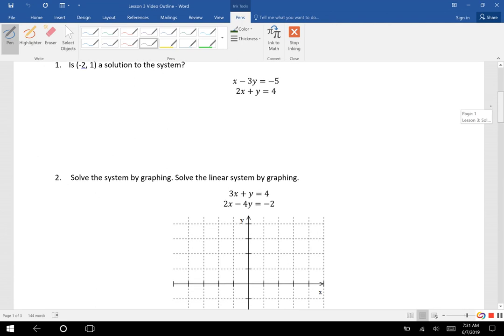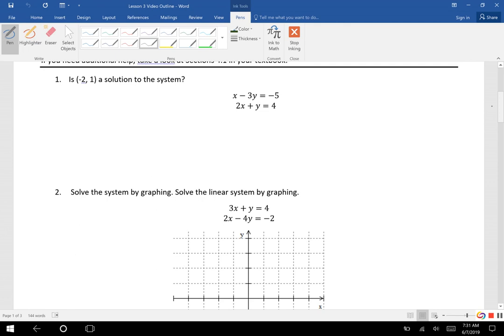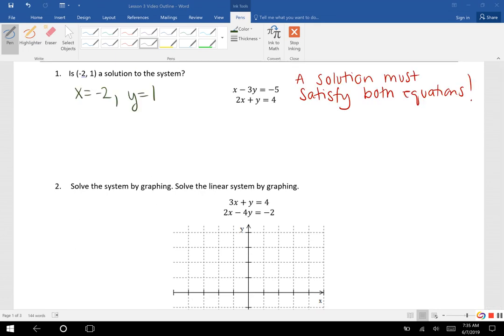So in example 1, I want to know, is the point (-2, 1) a solution? For a point to be a solution, it has to satisfy or work in both equations. In other words, it has to lie on the graph of both of these lines. So is (-2, 1) a solution to the system? Well, I can take -2 and plug that in for x, and then I'll take 1 and plug that in for y. In the first equation, the top equation, I end up getting -2 minus 3 is -5, and that definitely does work.